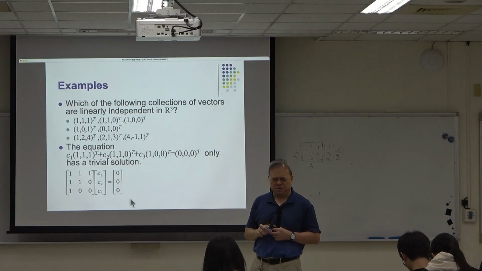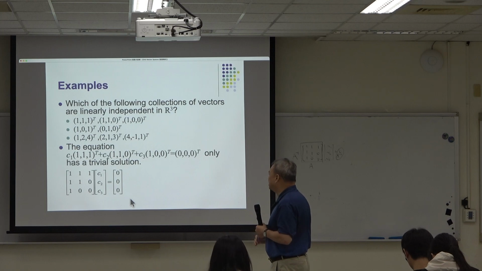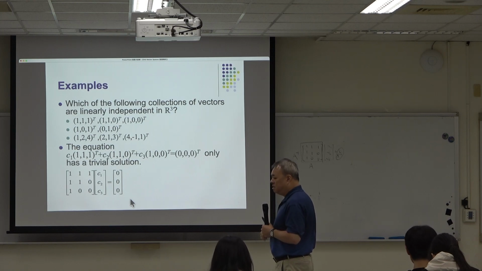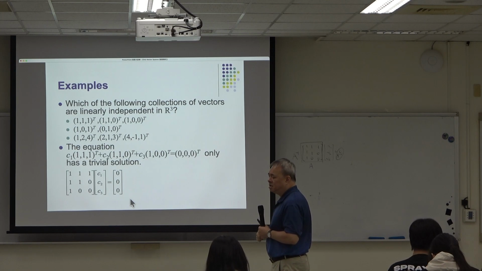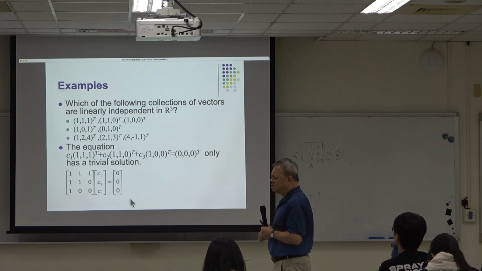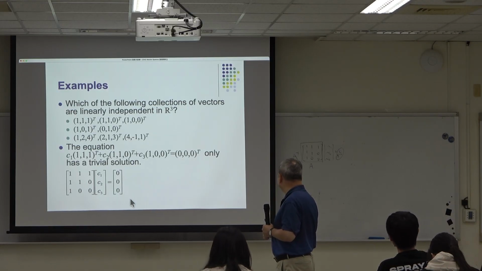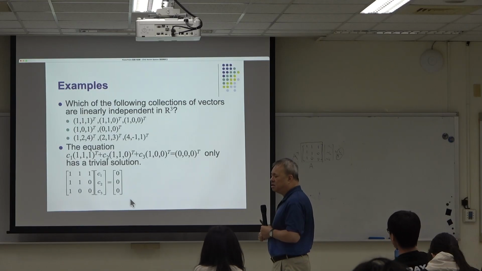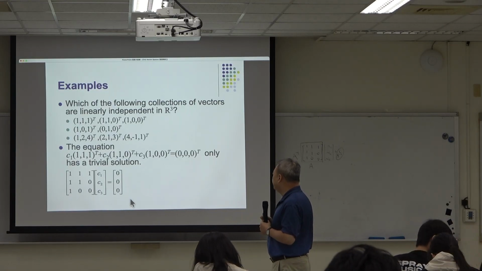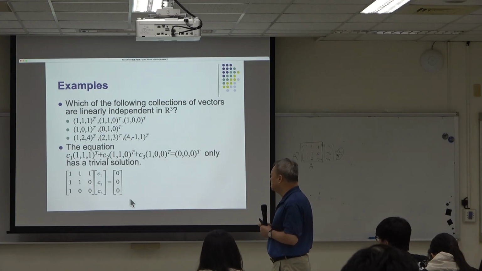To see if this A inverse exists, you just check whether the determinant of this matrix is non-zero or not. If the determinant of this matrix is non-zero, then there's only the trivial solution, and these three vectors are linearly independent.